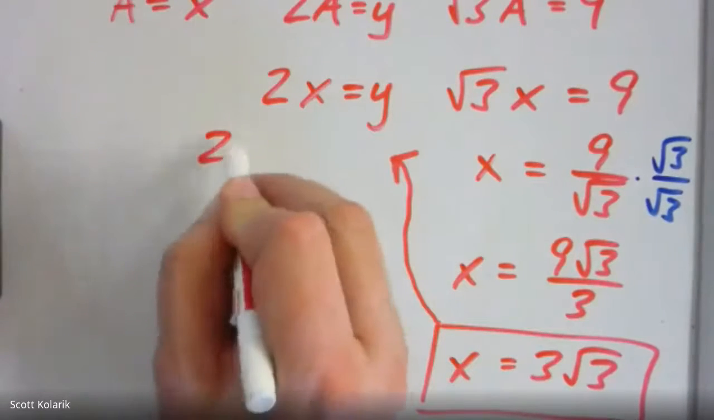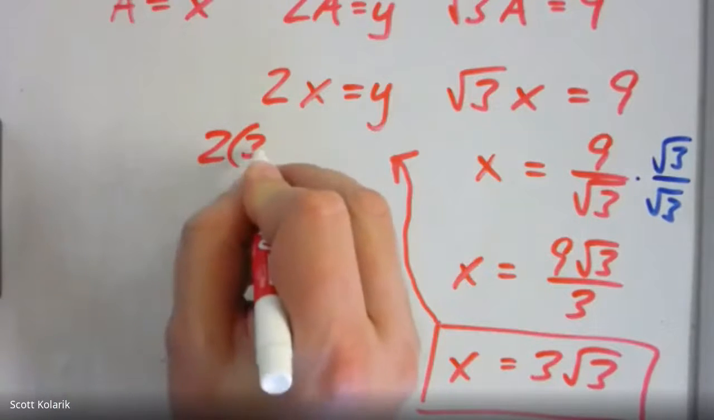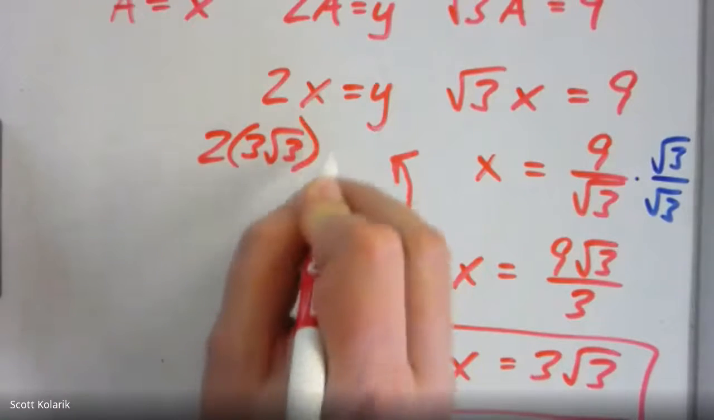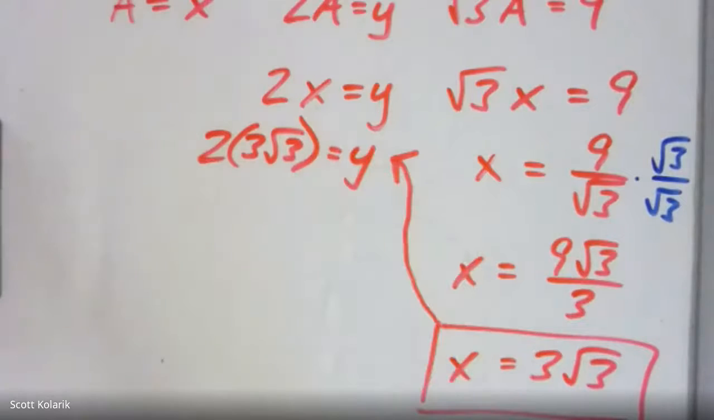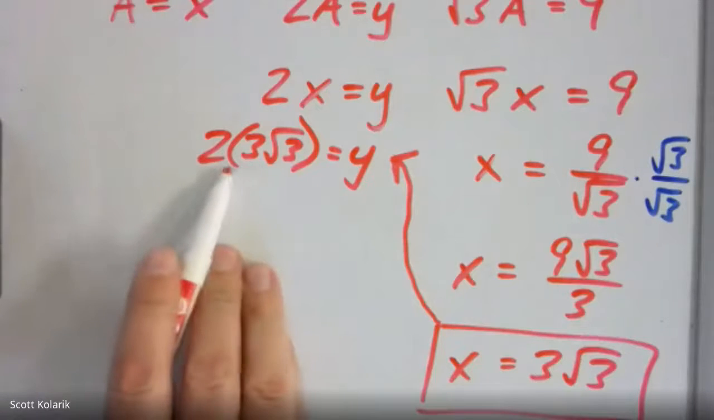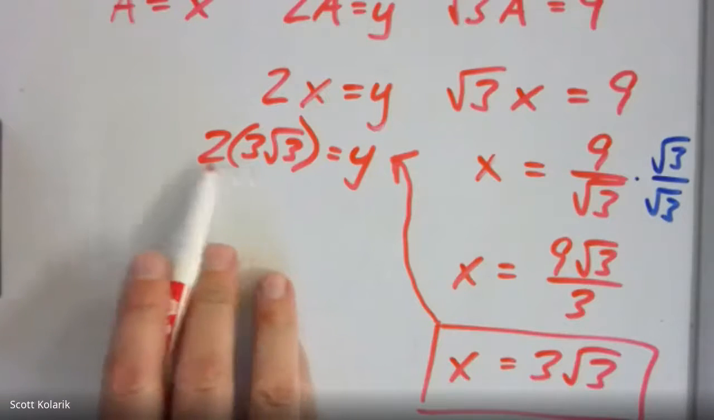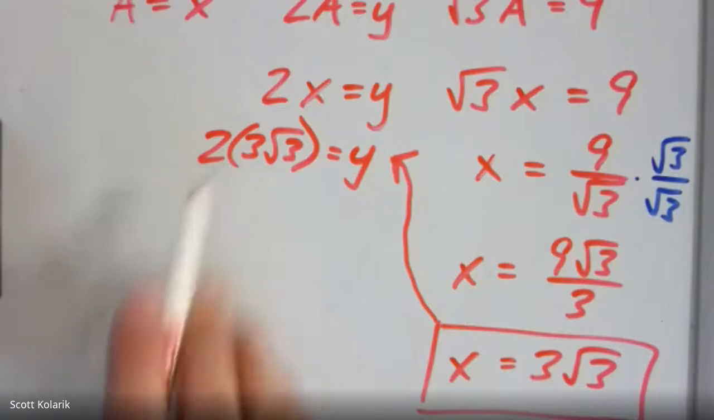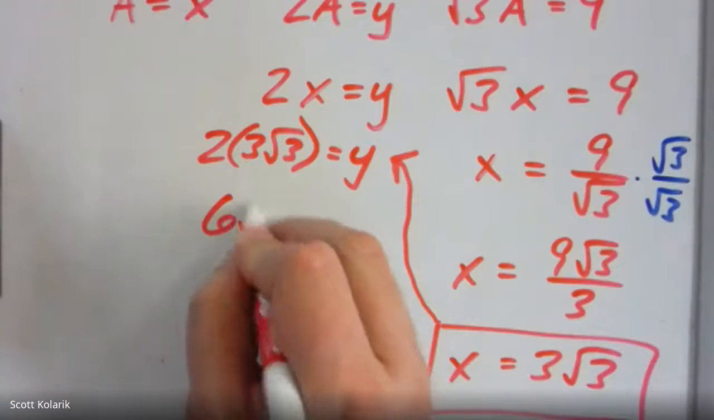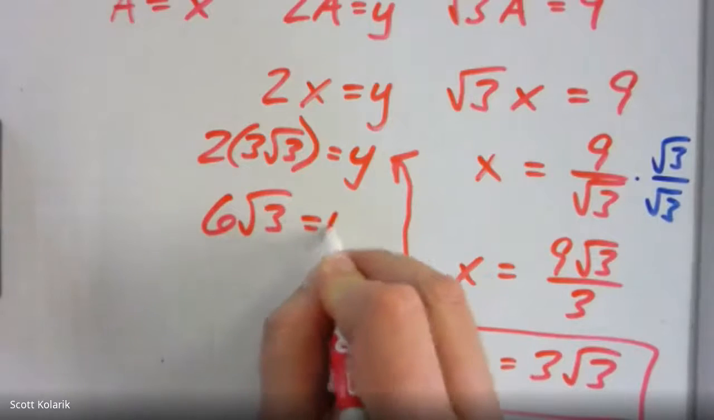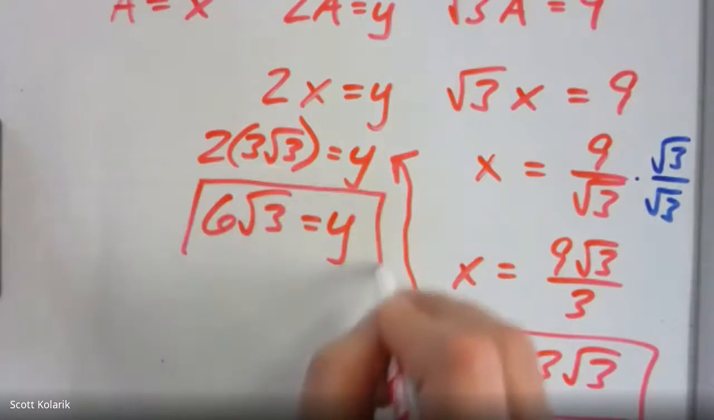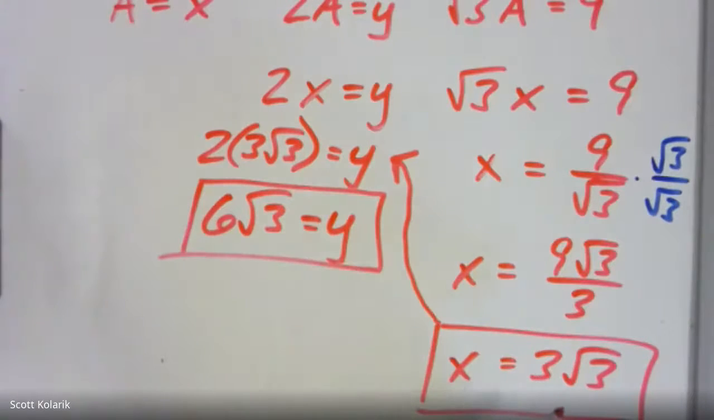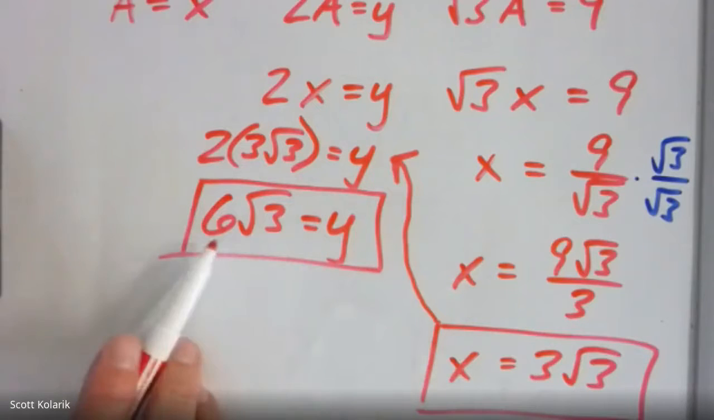So now 2 times that X value, which in this case is 3 times radical 3, is going to equal Y. Well, this one will be a little bit easier, thankfully, because when I multiply 2 throughout this, the 2 and this 3 will end up multiplying to make 6 radical 3 is equal to Y, and now that one's done. And this makes sense because if this is 3 radical 3, double this would be 6 radical 3. So now I've solved for both variables.